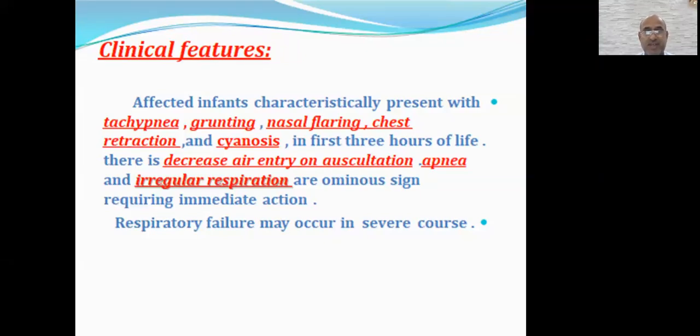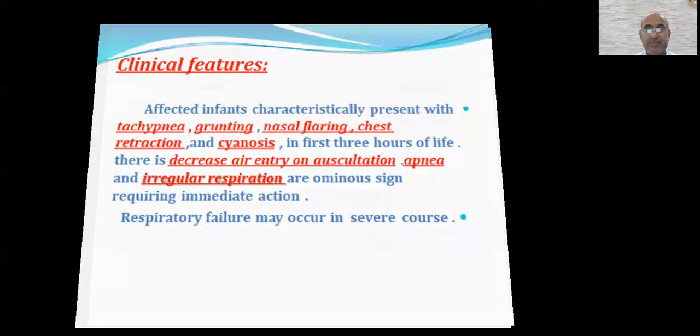On auscultation, we have a decreased air entry and apnea and irregular respiration, of course, considered an ominous sign that puts the neonate in a critical zone that needs immediate action. Respiratory failure may occur in severe cases. So the clinical features, of course, are graded according to the maturity and according to the amount of the surfactant that is released according to the gestational age.